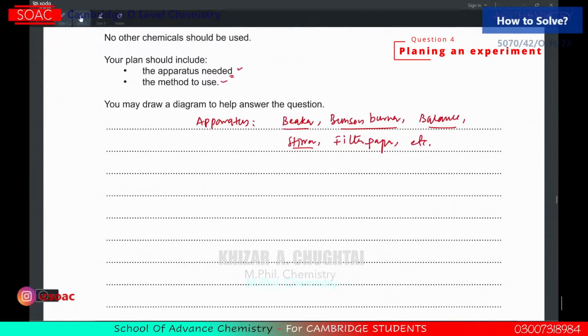So first of all, add dilute sulfuric acid, H2SO4, into a beaker. Heat it and stir it first.